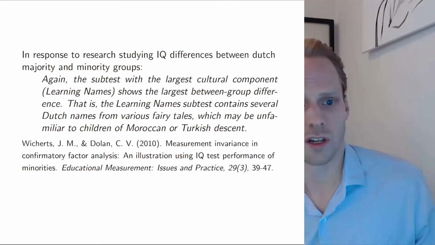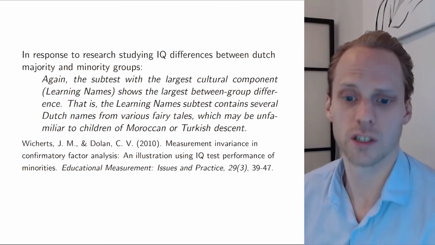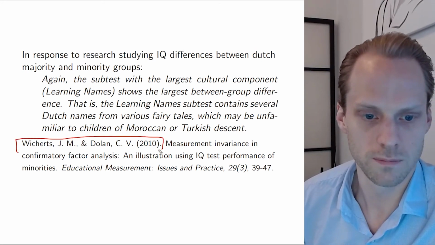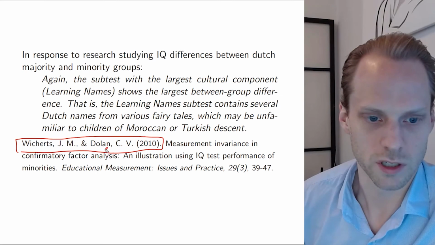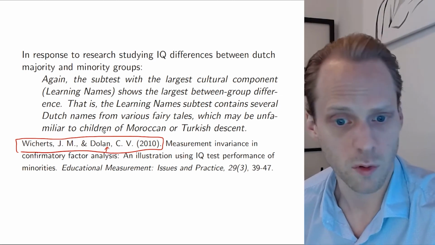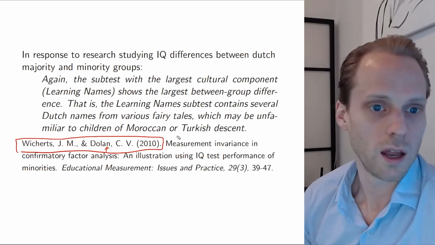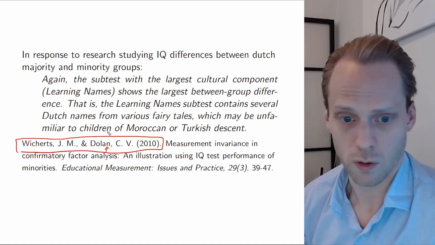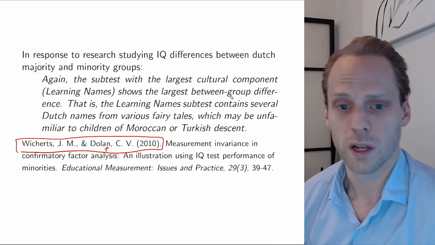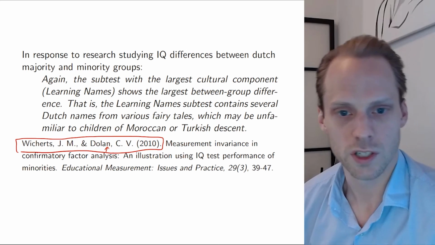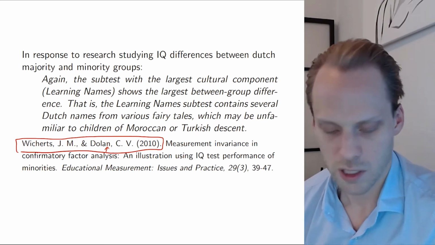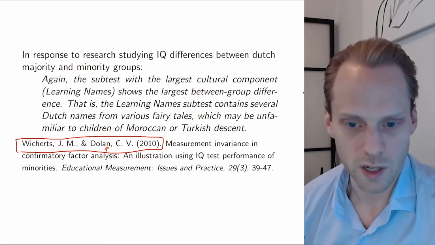So this is also an example from a Dutch study, and this is a nice paper by Jelte Wicherts and Conor Dolan. Conor Dolan used to teach SEM before me and before Mike and Abdullah here. And they had a commentary on this study, where they also investigated IQ differences between Dutch minority and majority groups. And again, measurement invariance was violated, so you cannot really make these statements.